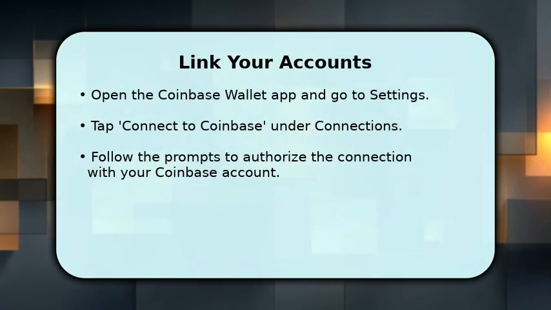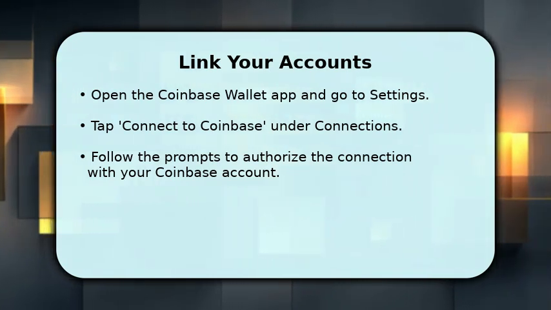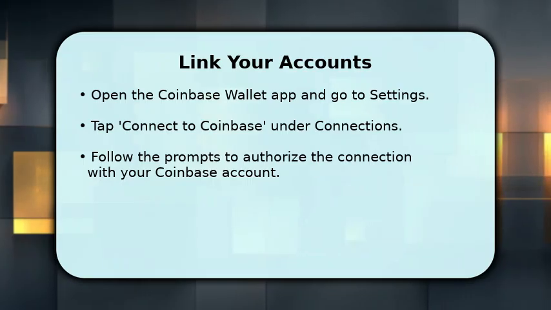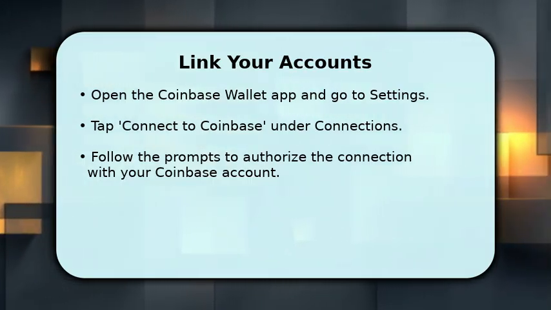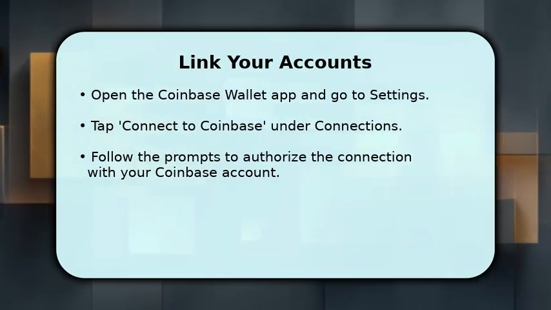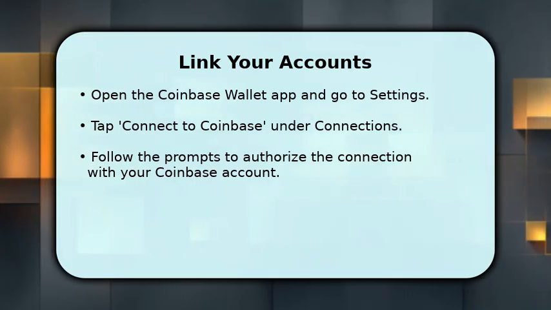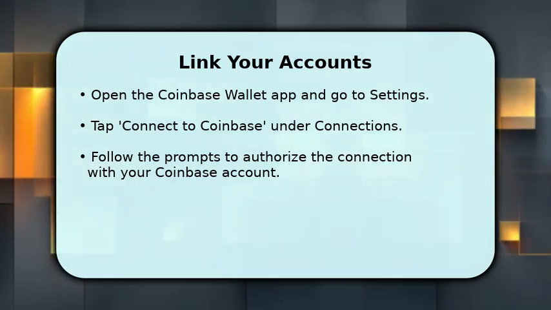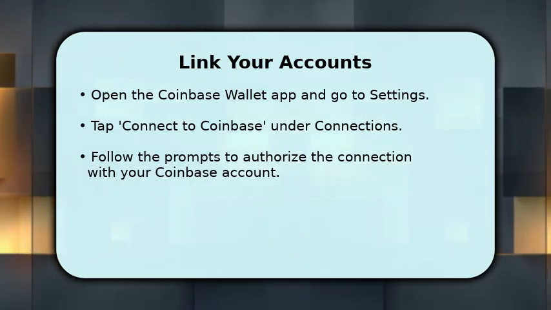Now, let's link your accounts. Open your Coinbase Wallet app and navigate to the Settings tab, usually found at the bottom of the screen. Look for an option like Connect to Coinbase or Coinbase link within the Connections section. Tap this option and follow the on-screen instructions to sign into your main Coinbase account and authorize the connection. This process typically takes less than 1 minute.